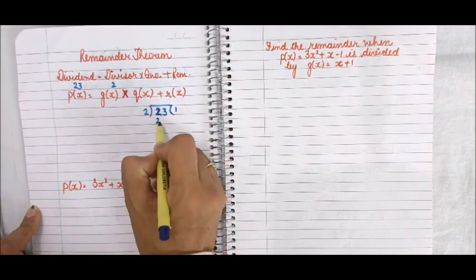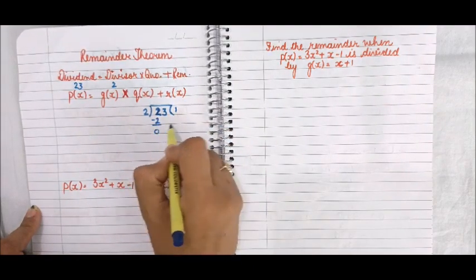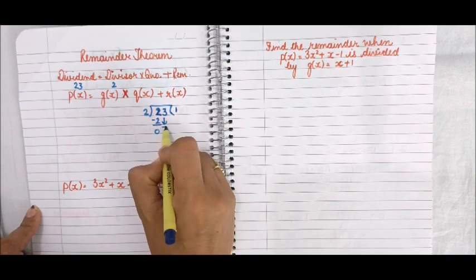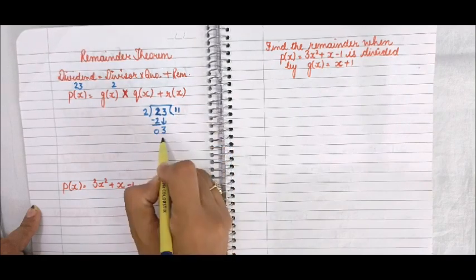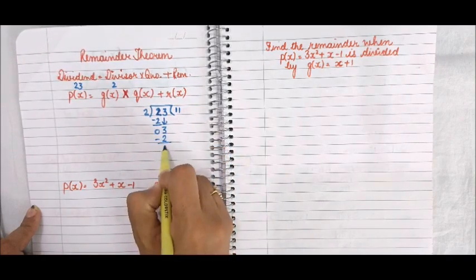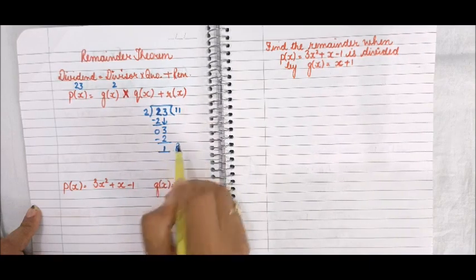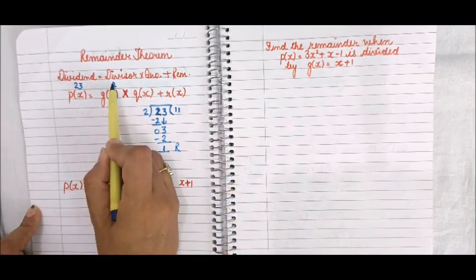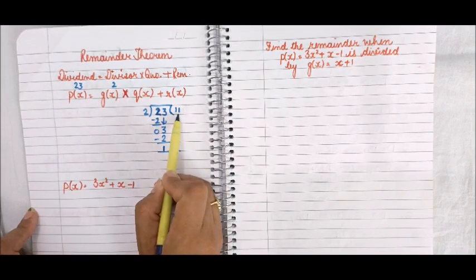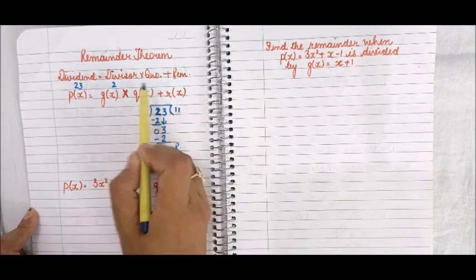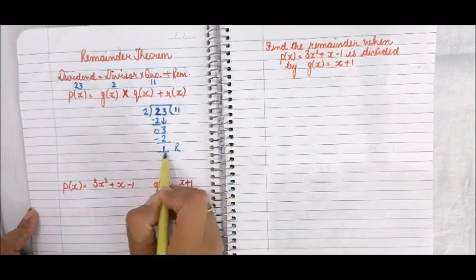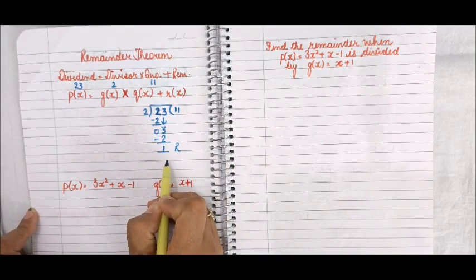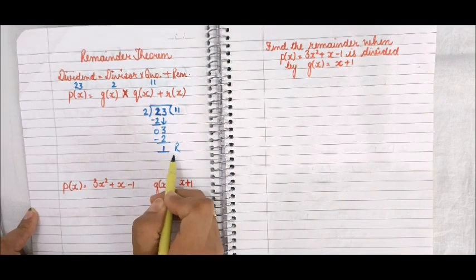2 ones are 2. After subtracting, I get 0 and I bring 3 down. Again I will do 2 ones are 2. After subtracting, I get 1, which is the remainder. So 23 is the dividend, 2 is the divisor, the quotient, which is the answer I get, is 11. And the number which I am left with at the end of the division can be 0 or it can be any number.